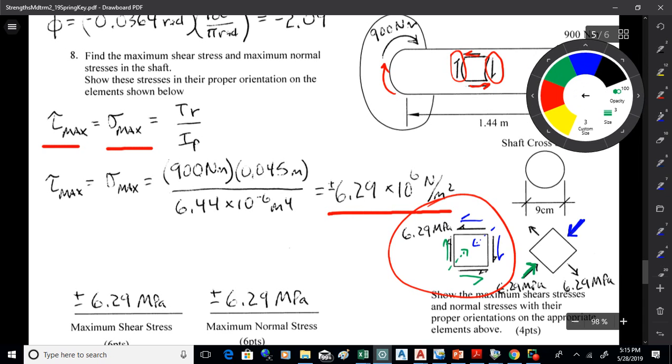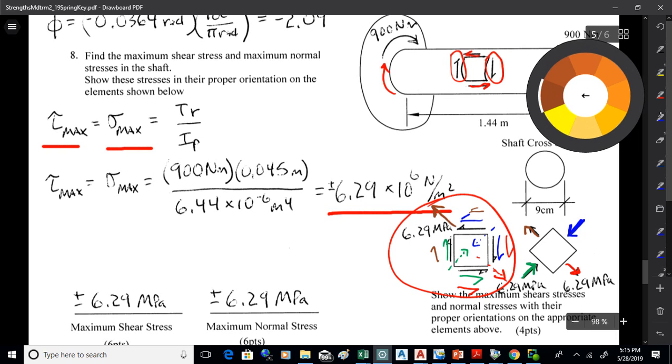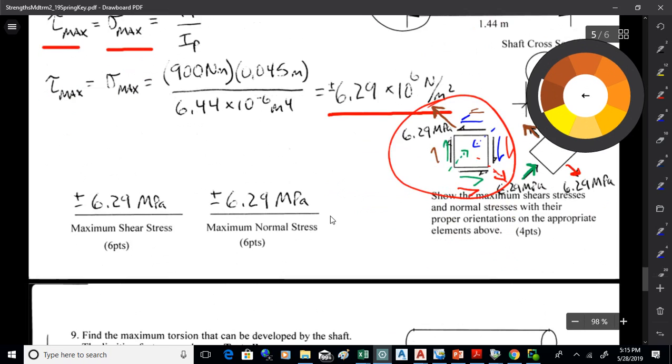That acts right there. I can then take these two shears here, add them up like vectors. They'll act like that. So that gets me this normal stress. And then I can add these two shears here as vectors. They'll get me a normal stress going that way. So there's the normal stress sketch.